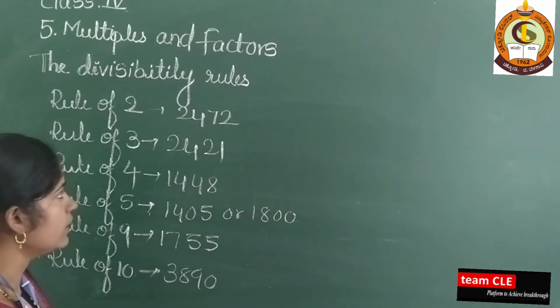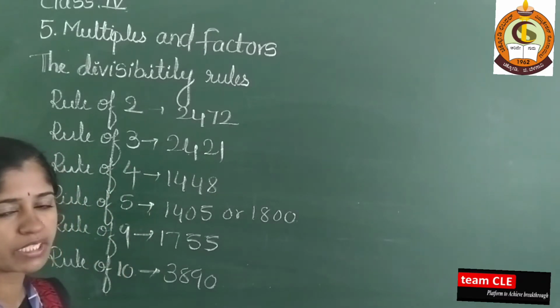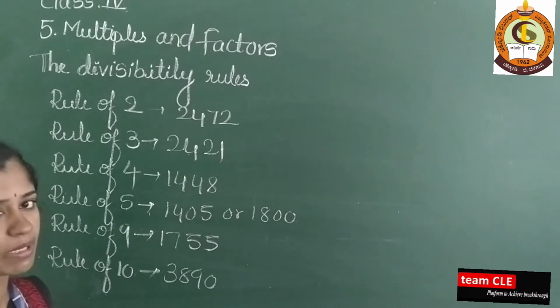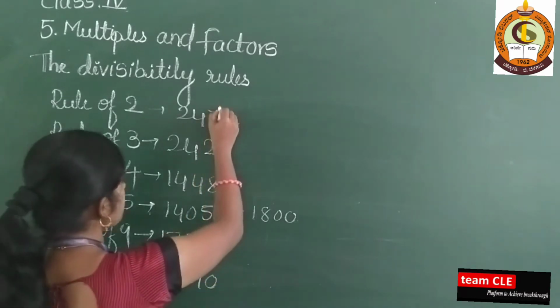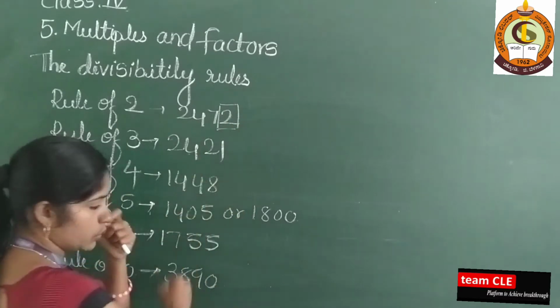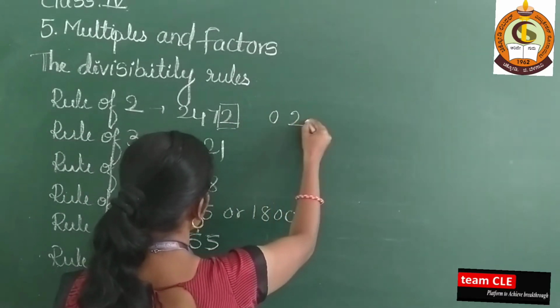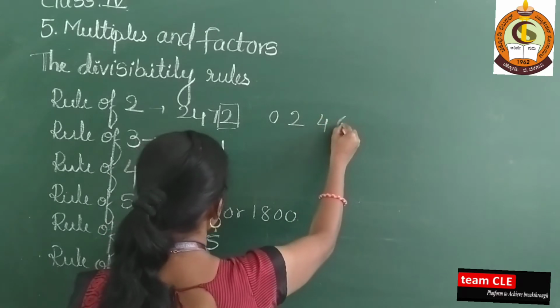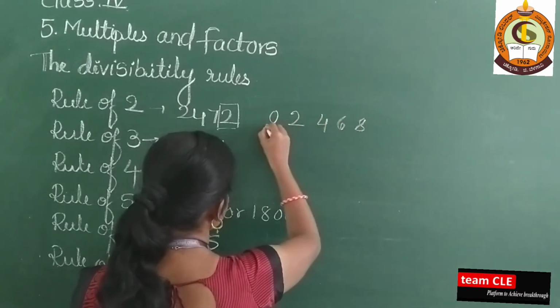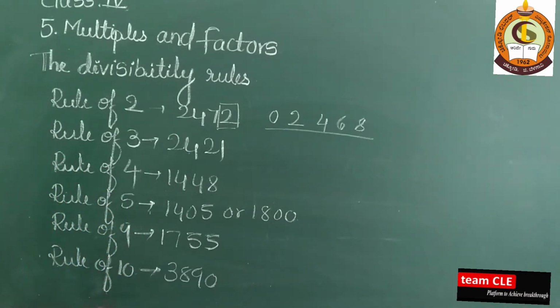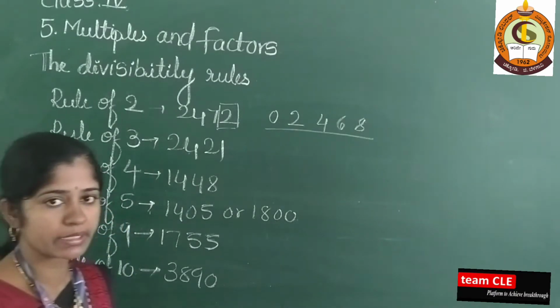Very simple. See here, I took 2, 4, 7, 2. Whether this number is divisible by 2 or not, I have to check. Yes, this number is divisible by 2. Why? Because in the ones place what is there? 2. Dear students, in the ones place if 0, 2, 4, 6 or 8 is there, that means the number is completely divisible by 2. I hope you are getting my point.